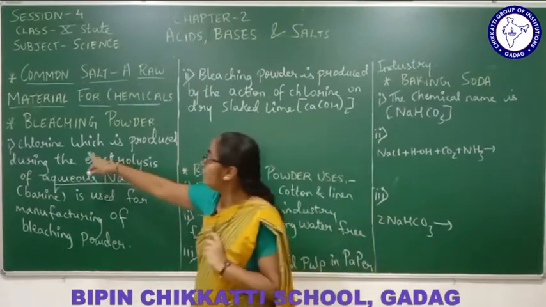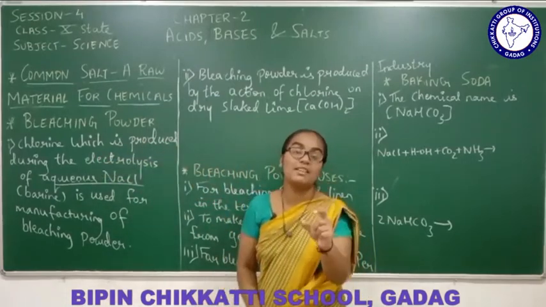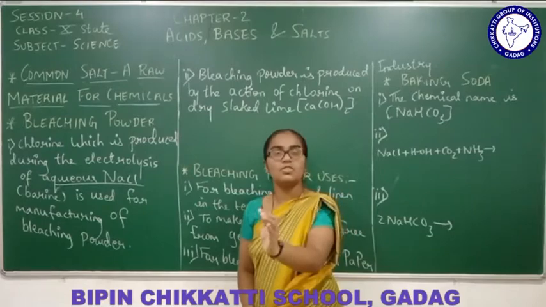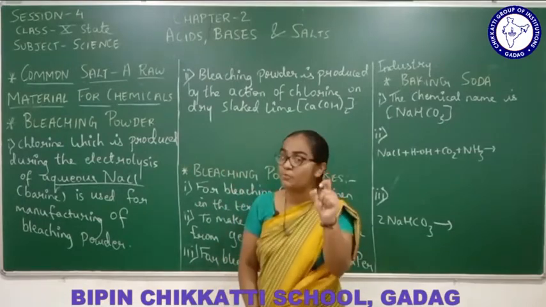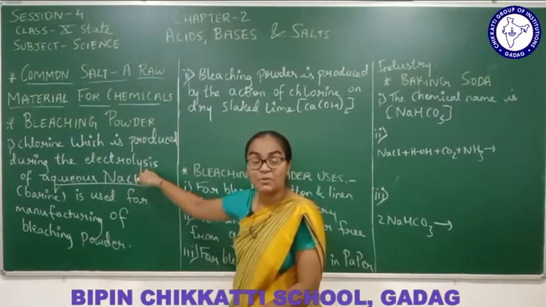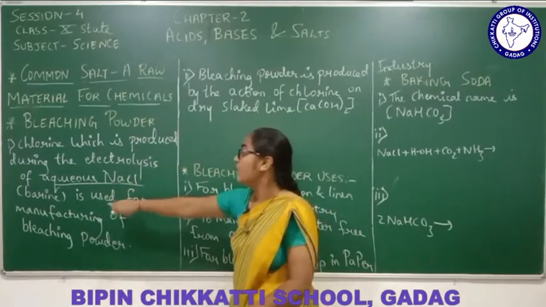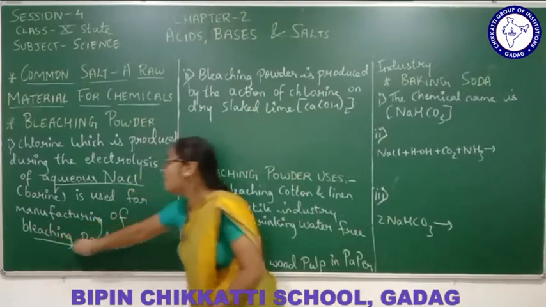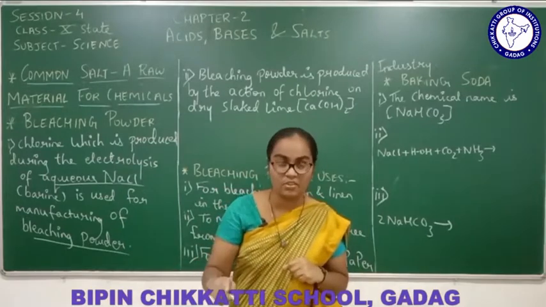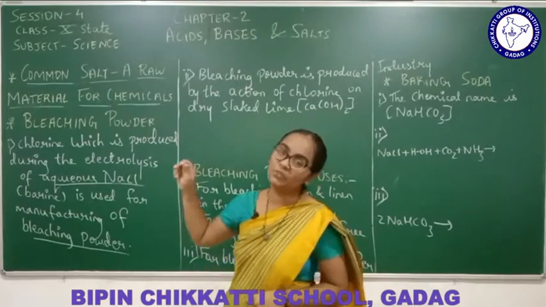Now, the first statement is very important. The chlorine which is produced: basically from hydrogen and chlorine, they are using chlorine rather than hydrogen, right? Maybe the hydrogen they use for some other purpose, but the most important, the chlorine, is used over here. The chlorine which is produced during the electrolysis of aqueous brine solution is used for the manufacturing of bleaching powder, right? So chlorine produced after electrolysis from NaCl is used as a raw material for the formation of bleaching powder.